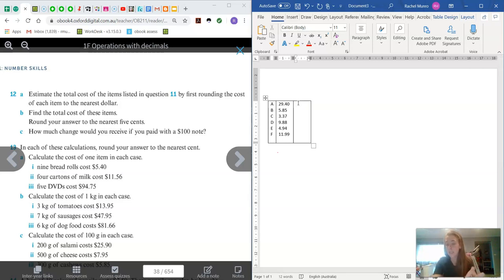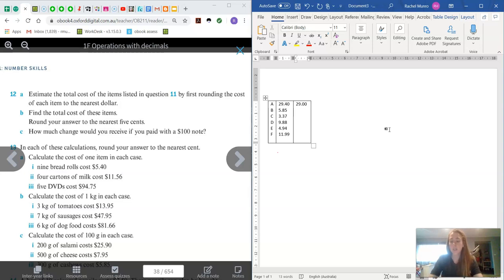If I've got $29.40 and I need to round to the nearest dollar, I've got 40 cents. Because that's a 4, I'm going to take it down. So I'm going to round down to $29, because it's closer to $29 than it is to $30. If you're confused about that, grab out your little rounding chart that we did in one of the first lessons, and have a look back at it.